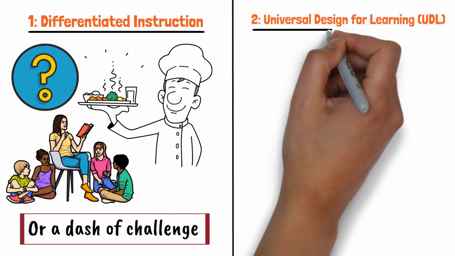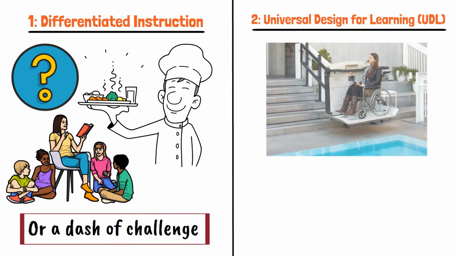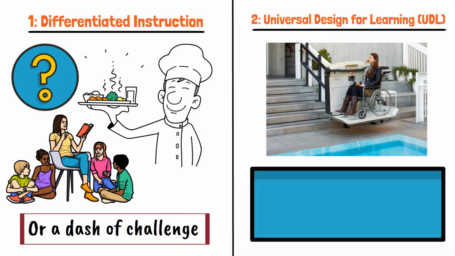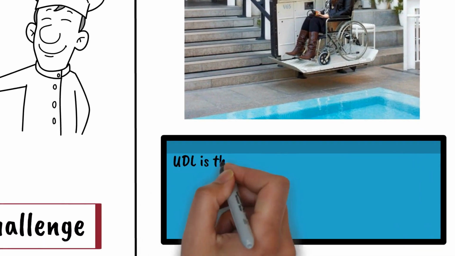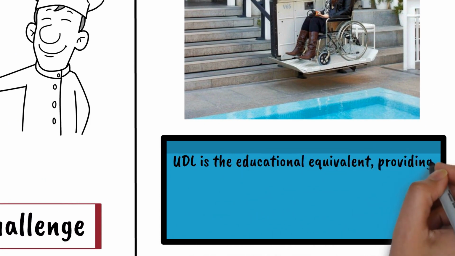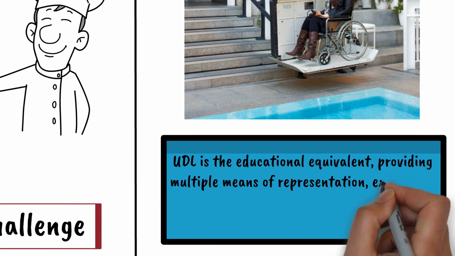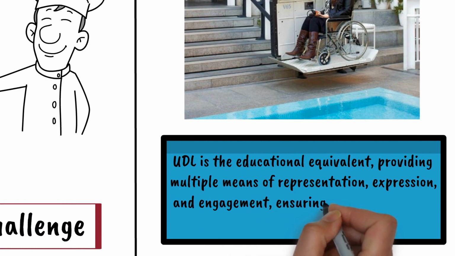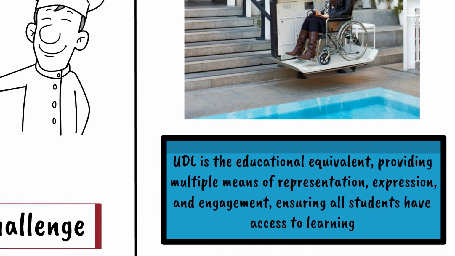Two, universal design for learning, UDL. Picture a building with ramps and elevators alongside stairs. UDL is the educational equivalent, providing multiple means of representation, expression, and engagement, ensuring all students have access to learning.